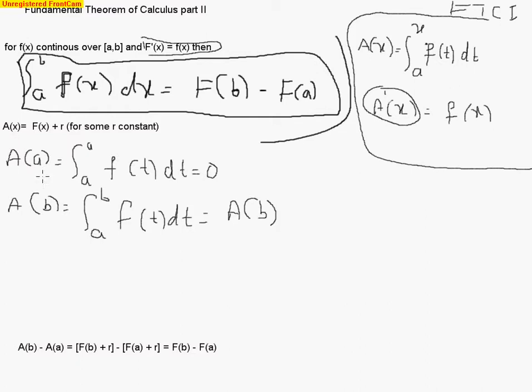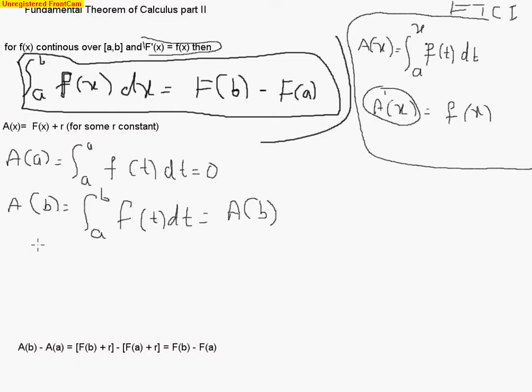Alright, so the next step we're going to do is evaluate this A of x function at small a. So if we were to take the integral from a to a of the function f of t with respect to t, well, we would get 0. Why? Because to take the integral is to find the area under a curve. Well, it's from a to a, so it's not really a distance but a point, so the area under that point would be 0 because there is none.